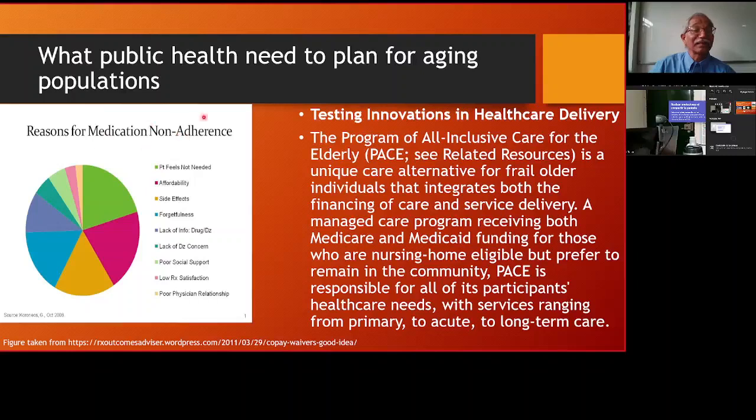Reasons for medication non-adherence are affordability, side effects, forgetfulness, and lack of information. So people who are under healthcare delivery have problems because many times they don't take the medicine and they show the side effects of the medicine. So all-inclusive care is necessary for elderly people, and that's why now there are several nursing homes.